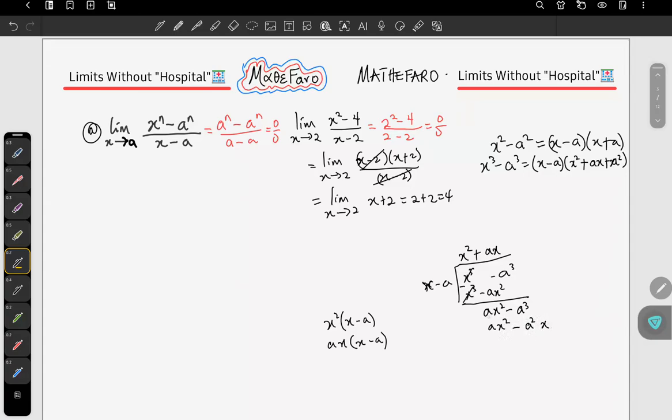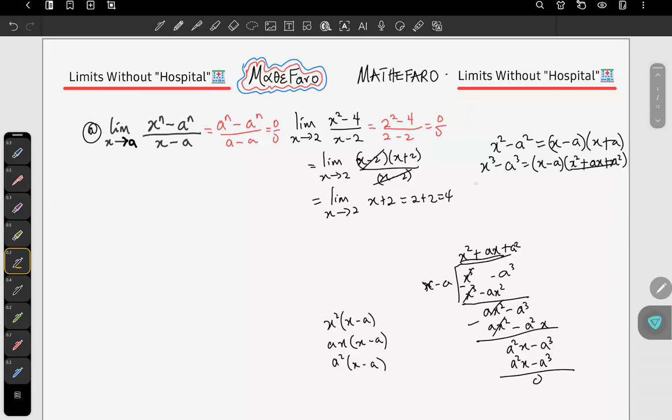So x in ax squared, have I made any mistake? We have to subtract this, and we'll be left with a squared x minus a cubed. So x in a squared x now, we have plus a squared, and a squared times x minus a gives us a squared x minus a cubed, and that's 0. So it means this is the quotient, and that's what we have here.